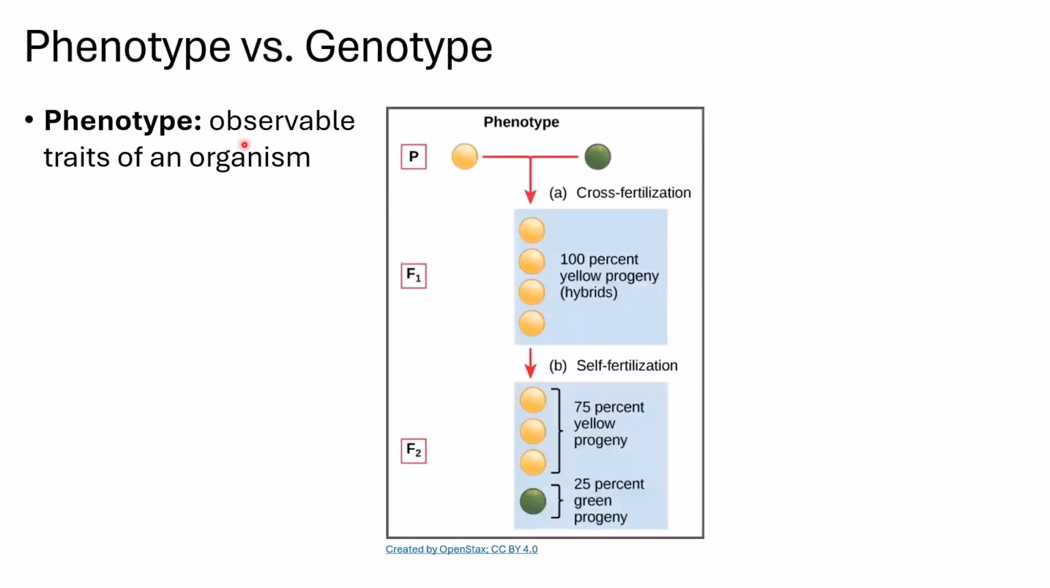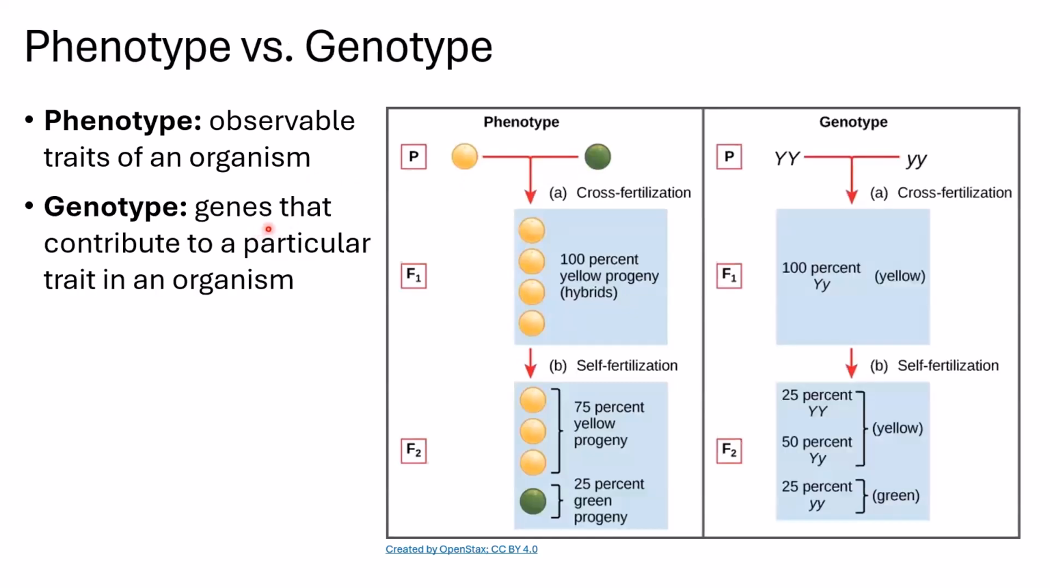The phenotype is the observable trait of an organism. For example, we can look at these seeds and say that they are yellow or green. The genotype is the gene that contributes to a particular trait in an organism. In other words, the genotype is related to the sequence found in our DNA inherited from our parents, and the phenotype is how that sequence manifests in an organism.